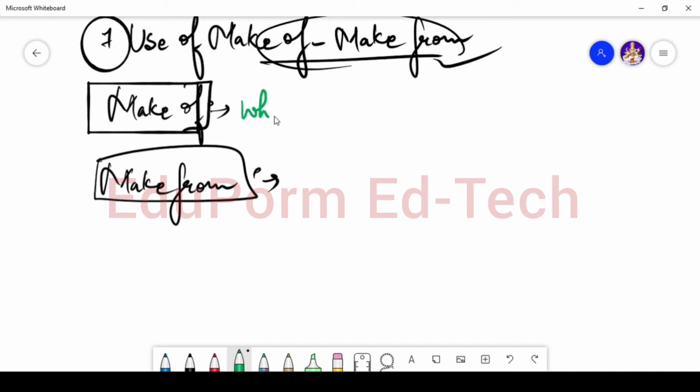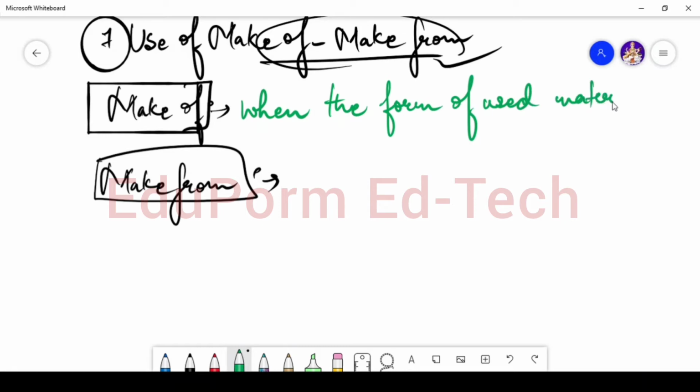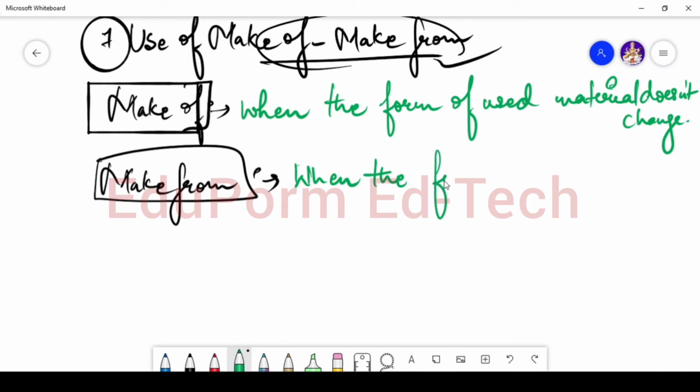So when the form of used material doesn't change, we use make of. Or if I say make from, it will be used when the form of used material changes. Okay, used material changes. How? Let's see.